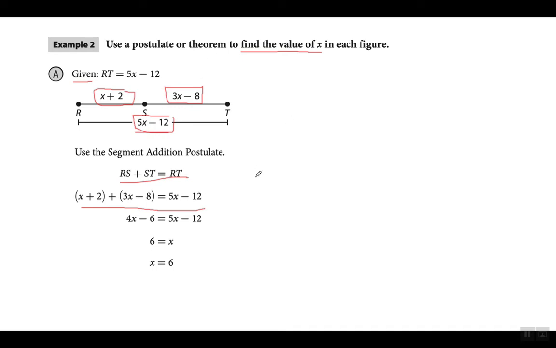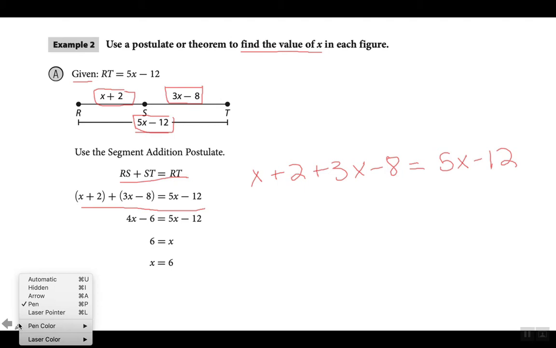Alright, I'll do the same thing right here. x plus 2 plus 3x minus 8 equals 5x minus 12. Now in order to solve this, the first thing I have to do is combine like terms. That means I'm going to add all the terms that have the same variable in the back, all the terms that have an x in the back. So remember, there's an invisible 1 in front of this x. So 1x plus 3x is going to give me 4x.